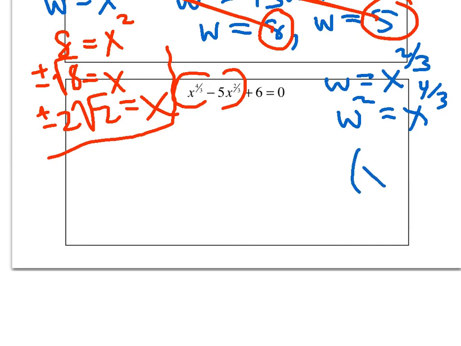because x to the 2/3 squared is x to the 4/3. Remember, you multiply the exponents in this situation. This is multiply the exponents. If you multiply 2/3 times 2, you get 4/3.